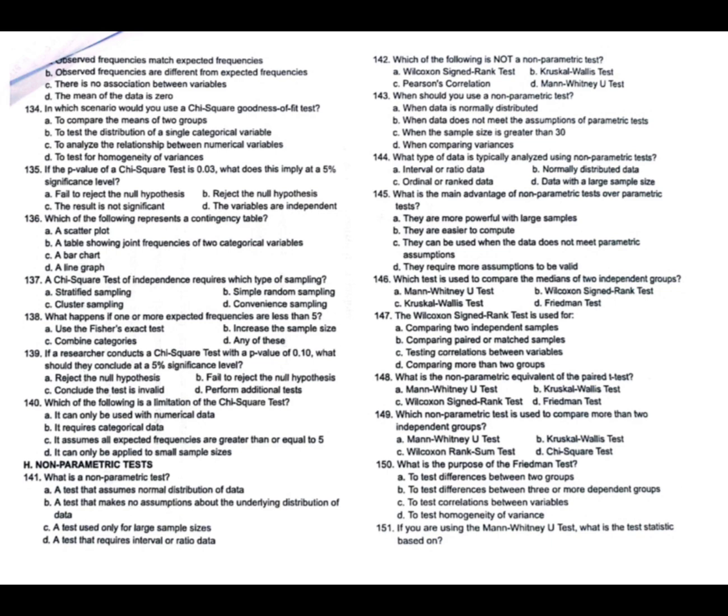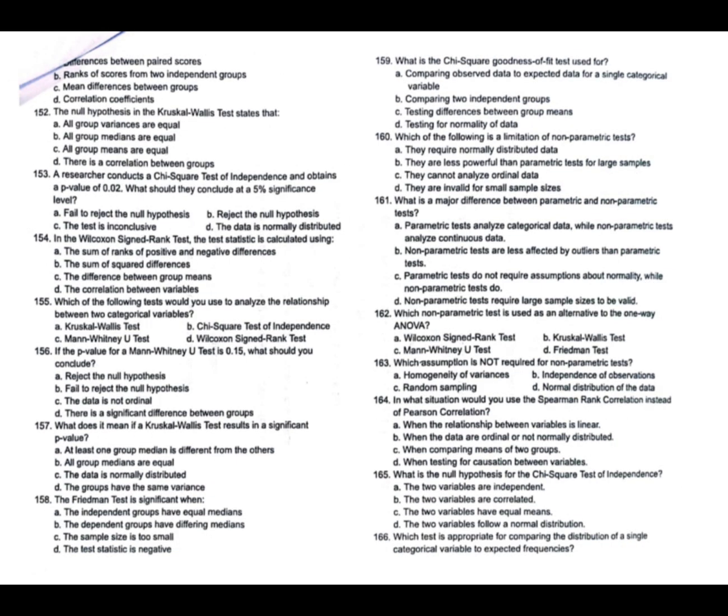Wilcoxon signed-rank test. Which non-parametric test is used to compare more than two independent groups? So it must be letter B. Kruskal-Wallis test. What is the purpose of Friedman test? So the purpose of Friedman test is to test the difference between three or more dependent groups. Letter B. So 152. The null hypothesis in Kruskal-Wallis test states that all group medians are equal. So letter B.